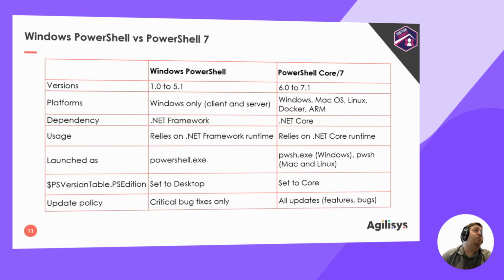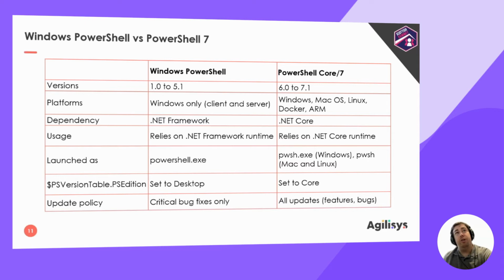When we look at the trade-offs between Windows PowerShell and PowerShell 7, I drew up this little table to help us understand the key differences. One of the key ones for me is that Windows PowerShell is version 1 to 5.1, and that's where the line stops.